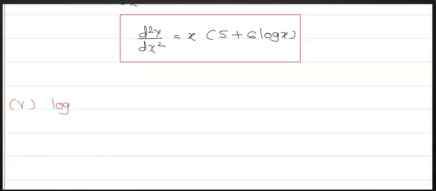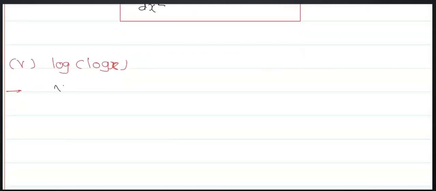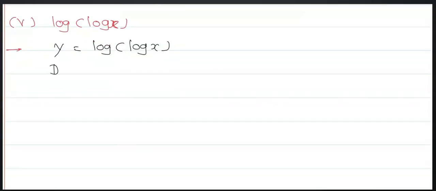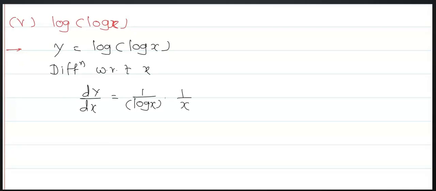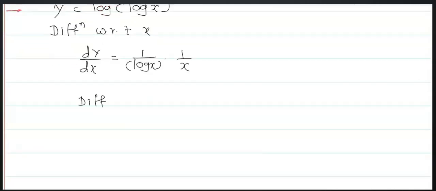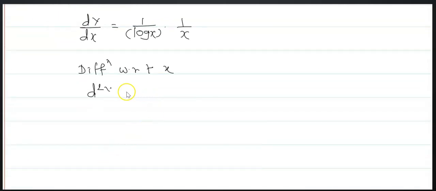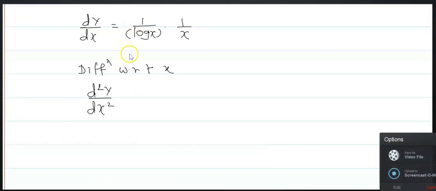Next, fifth one, log of log x. Y is equal to log of log x. Differentiate this with respect to x. Dy by dx is equal to 1 upon log x into derivative of log of x, which is 1 upon x. Now differentiate this again.